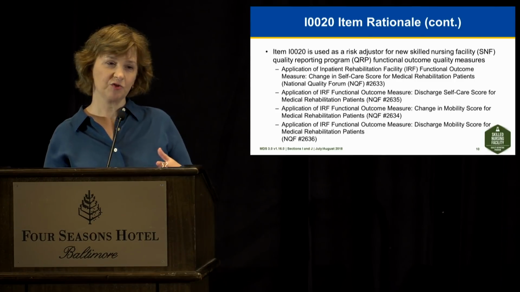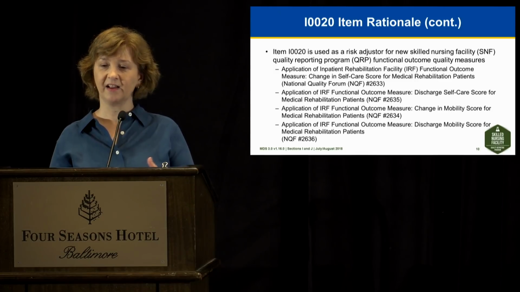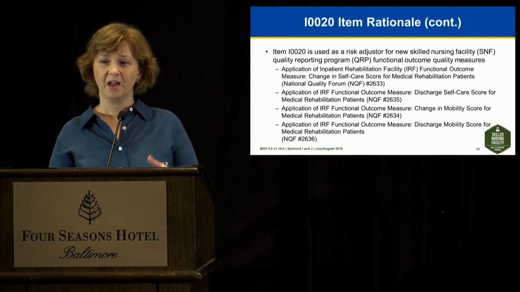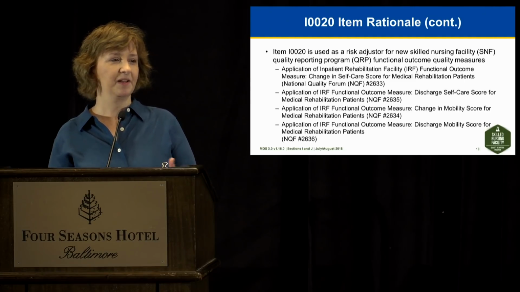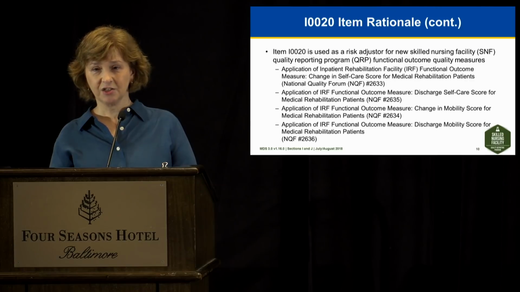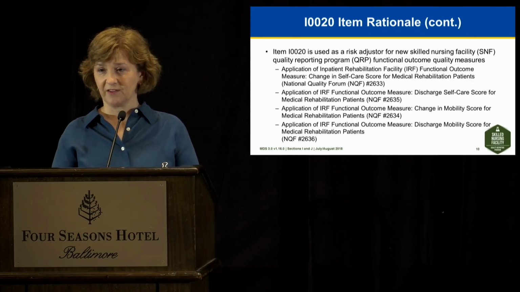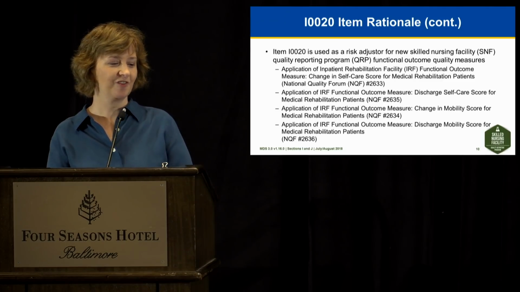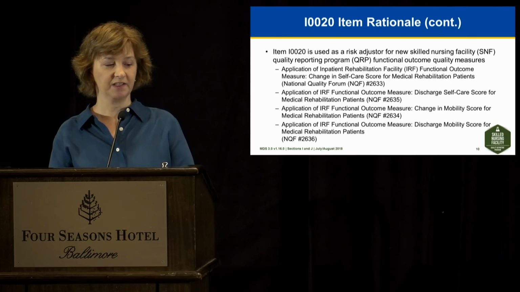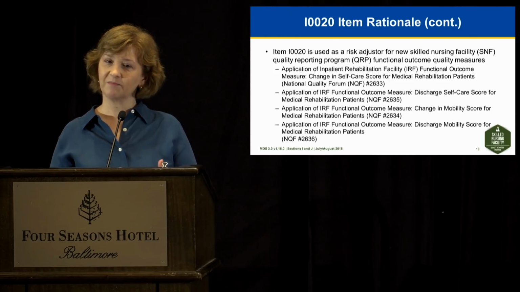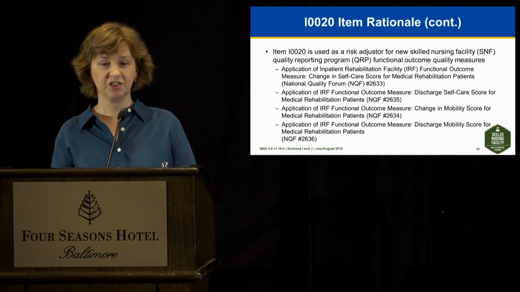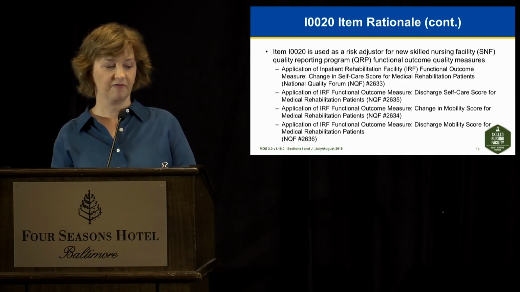These quality measures were adapted for the skilled nursing facility setting, and they are similar to the quality measures that were adopted previously in the inpatient rehab facility quality reporting program. The modification is why we call these an application measure for functional outcome measures, the first one being change in self-care for medical rehabilitation patients. This is a quality measure that is endorsed by the National Quality Forum. You have all the NQF numbers here if you're interested. The second measure is called discharge self-care for medical rehabilitation patients. The same items are used to calculate these measures, but they are calculated in different ways. The third measure is change in mobility for medical rehabilitation patients, and the fourth measure is discharge mobility score for medical rehabilitation patients.